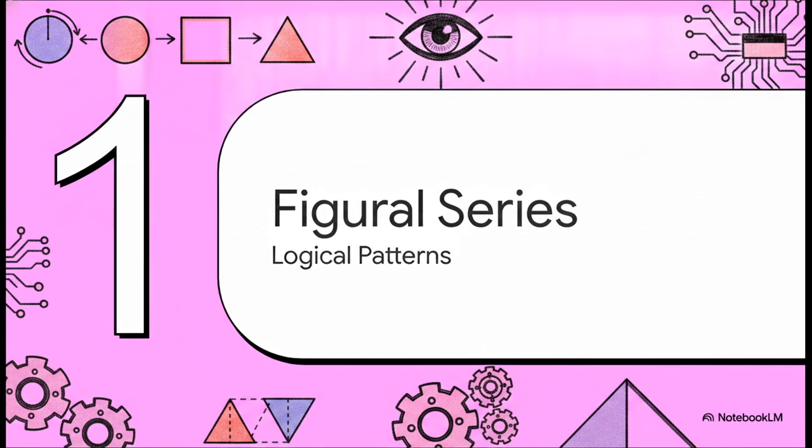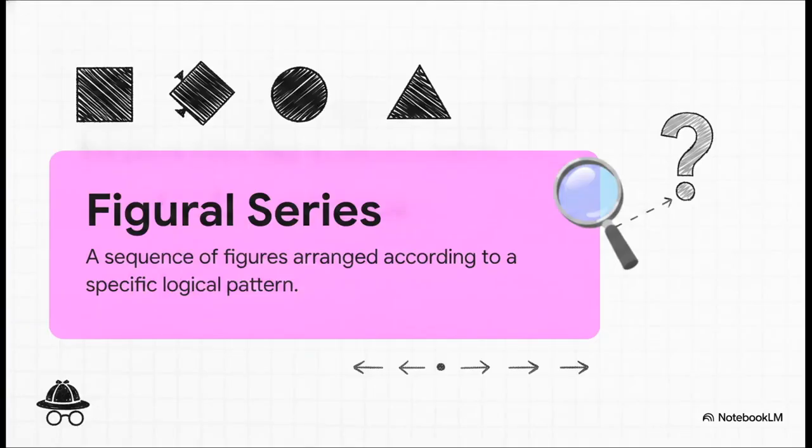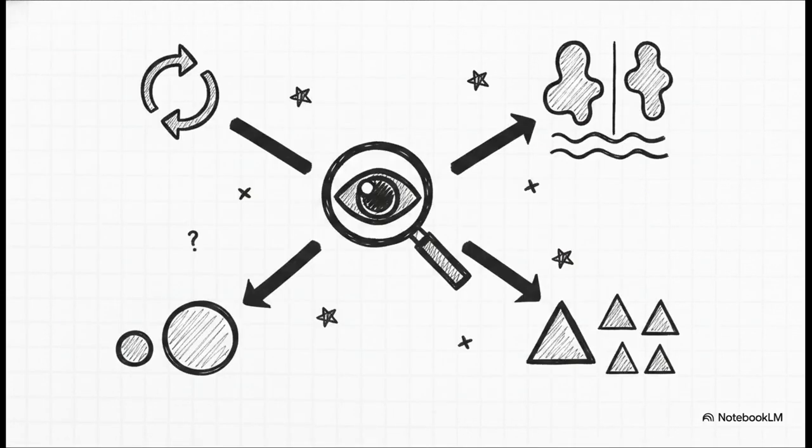Identifying visual sequences. So, what actually is a figural series? Basically, it's just a sequence of figures arranged using a very specific logical pattern. Your job? You've got to identify the next figure, or sometimes a missing one, by closely tracking changes. Think of yourself as a visual detective, hunting for shifts in rotation, shading, or size. Listen, here's the real insider secret. When you're staring down these questions, do not just guess. You literally need a system.